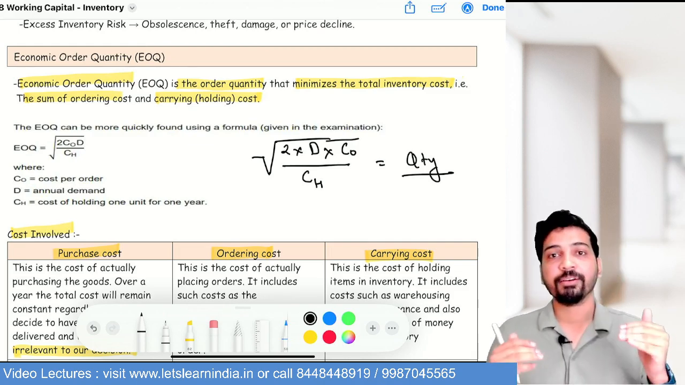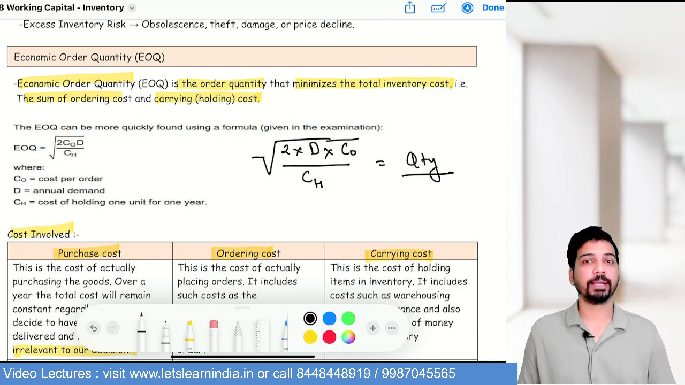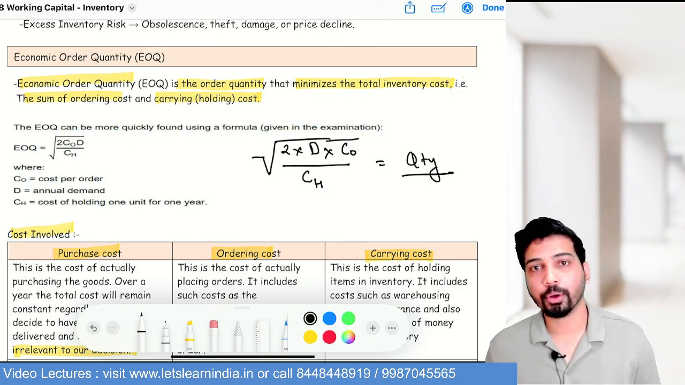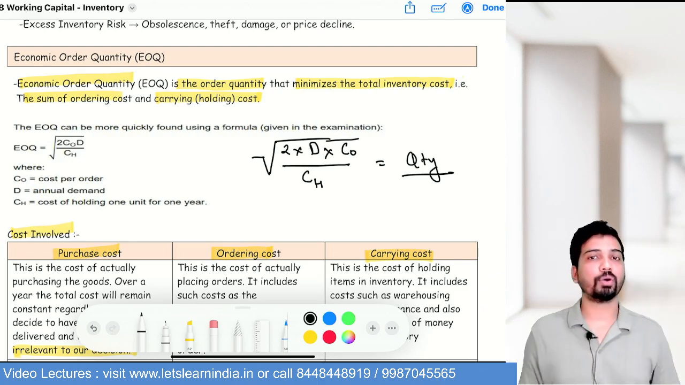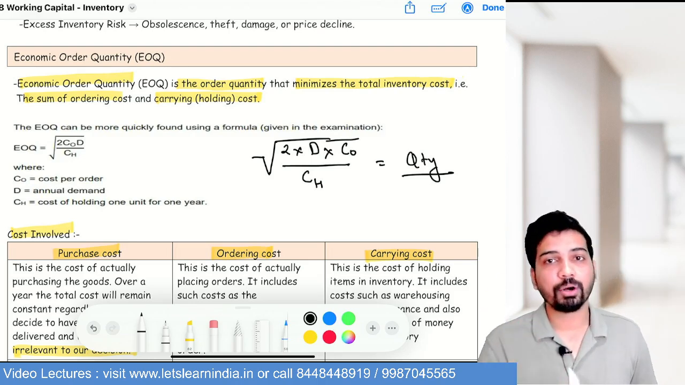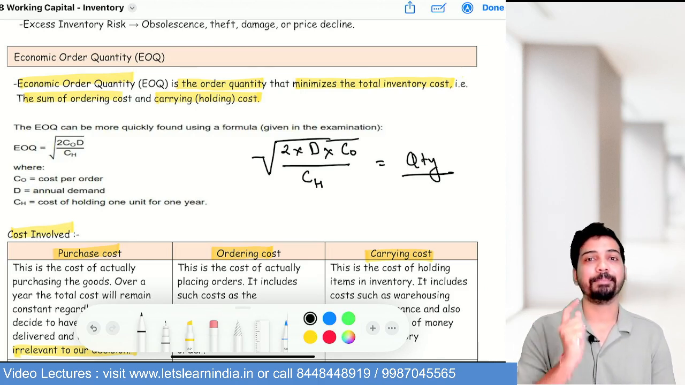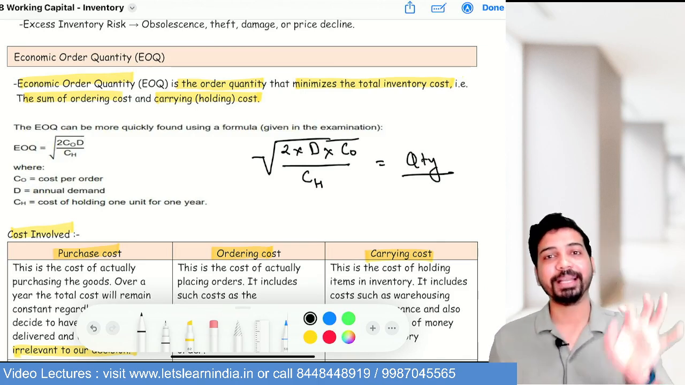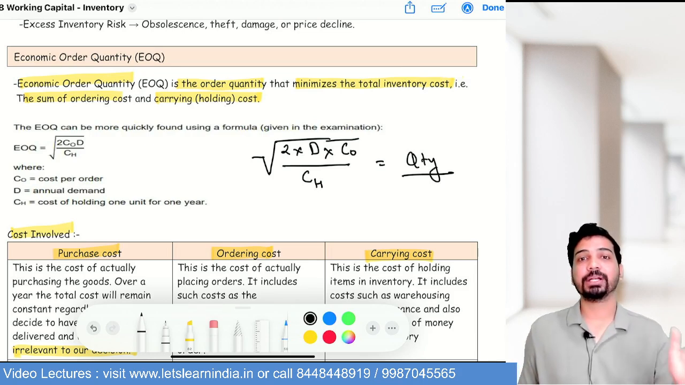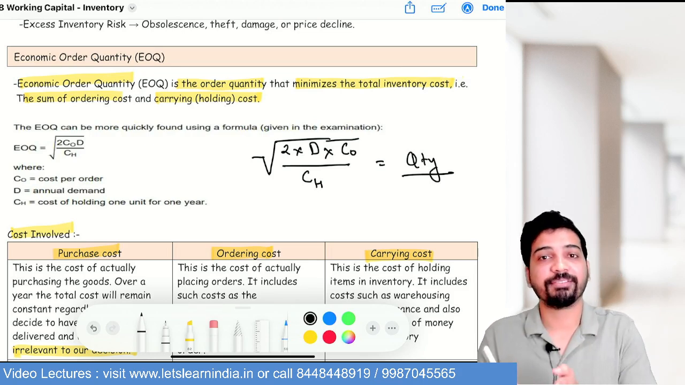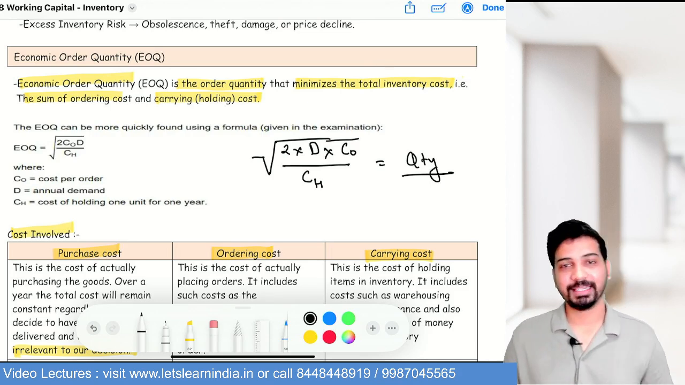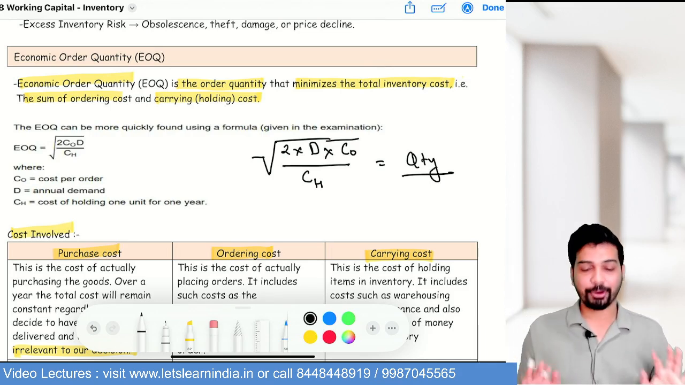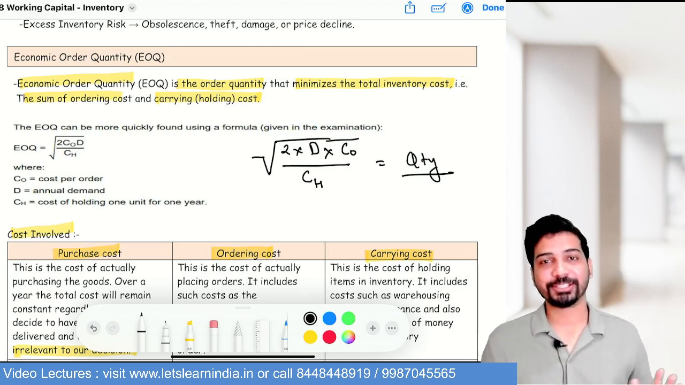So as a finance manager, as a CFO that you will become tomorrow, you will take decisions based on EOQ so that the total ordering cost of the company is at a minimum, and so that you can increase profitability and put your company in a better financial position. Okay? So that is the entire concept of EOQ. I hope you understood. Thank you.